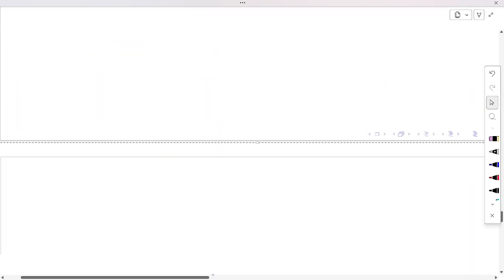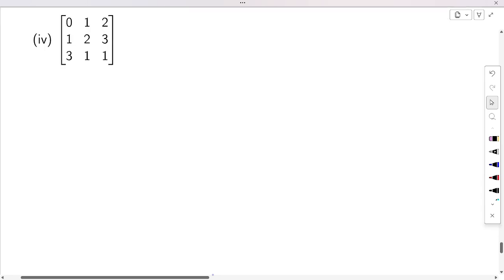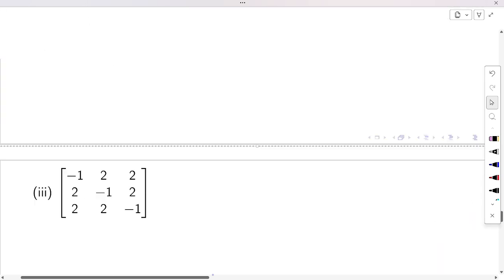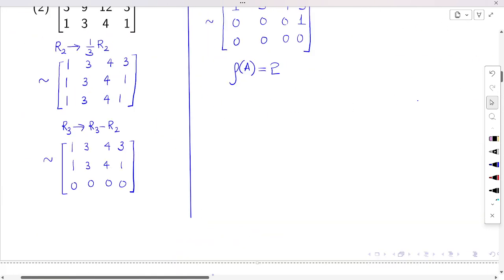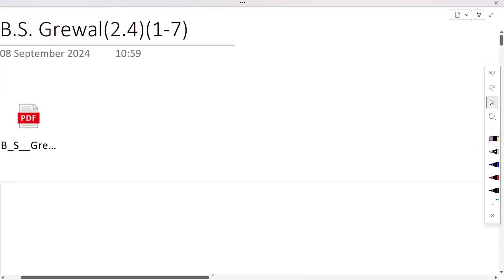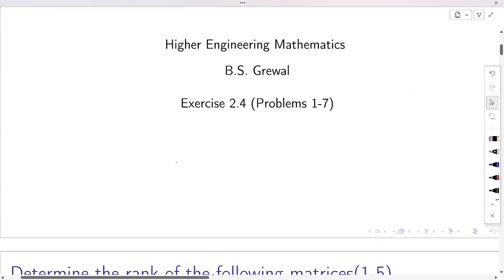I think the next problems are similar ones. We need to find the inverse using elementary operations or using the Gauss-Jordan method. So this is all for the first part of exercise 2.4. In the next video, we will discuss problem numbers 8 to 11 of exercise 2.4.